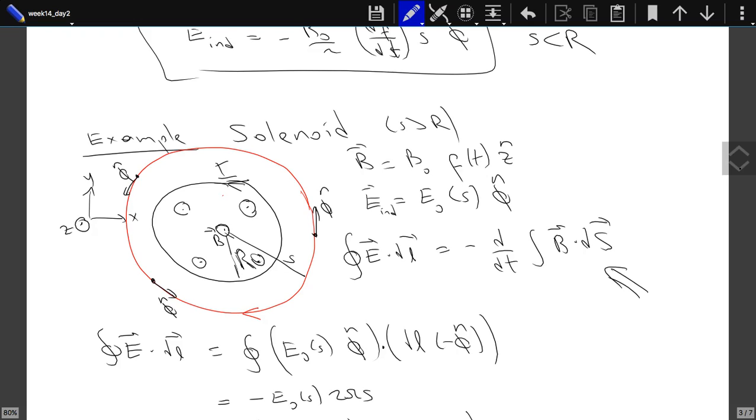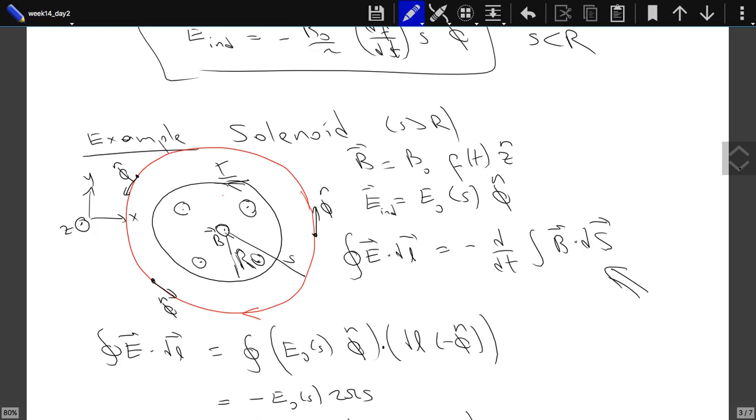Electric field is like the kinetic energy. If you would just make the analogy with the mechanical systems, electric field is like the kinetic energy, whereas the magnetic field is like the inertia. Magnetic field doesn't want to change.